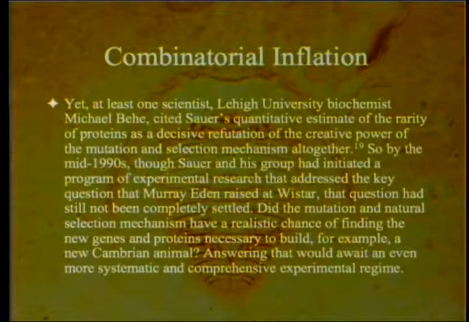So by the mid-1990s, though Sauer and his group had initiated a program of experimental research that addressed the key question that Murray Eden raised at Wistar, that question has still not been completely settled. Did the mutation and natural selection mechanism have a realistic chance of finding the new genes and proteins necessary to build, for example, a new Cambrian animal? Answering that would have to wait for an even more systematic and comprehensive experimental regime.